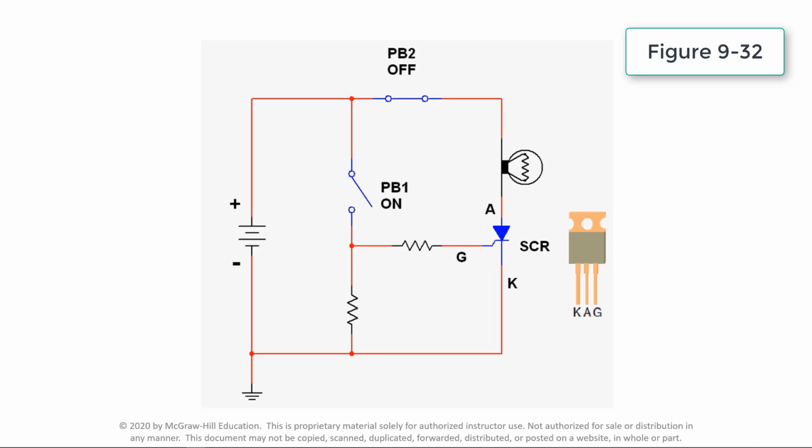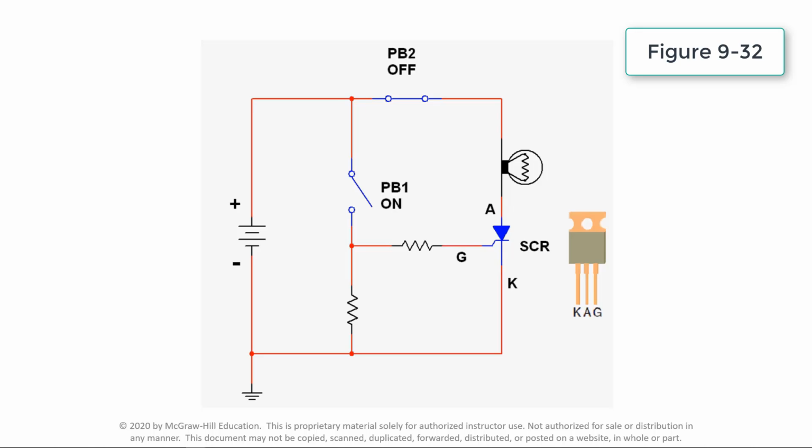Once the SCR is on, it stays on, even after the gate voltage is removed. The only way to turn the SCR off is to reduce the anode-cathode current to zero by removing the source voltage from the anode-cathode circuit. In this simulation, momentarily opening switch PB2 opens the anode-to-cathode circuit to switch the lamp off.